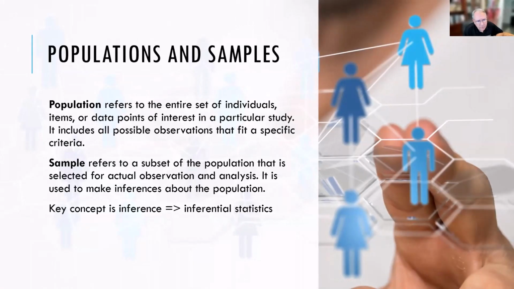Again, the population refers to the entire set of individuals, items, or data points of interest. A sample refers to a subset of the population that you can use for observation and analysis. And the key concept is inference. So you're using what's called inferential statistics. You're inferring from that sample what you would see in the larger population.